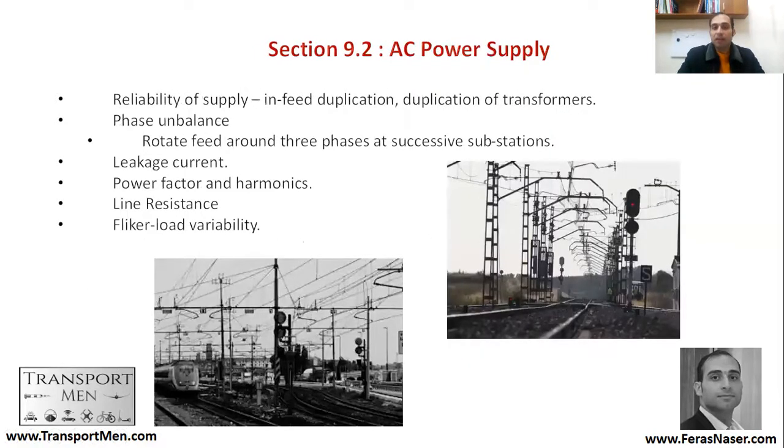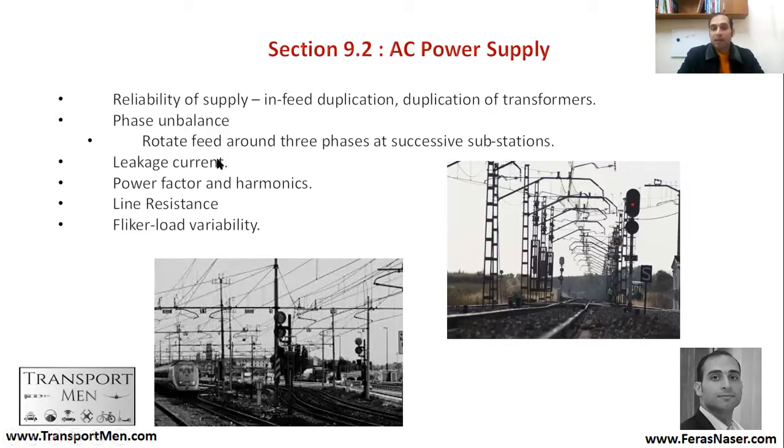Now, AC power supply, reliability of the supply. What are the issues that are facing AC power supply? There is reliability of supply, making sure that this company will always have a reliable service, and your train service can depend on that level of reliability. In-feed duplication, so you get that duplication in your feed, and duplication of transformers. These are issues. You have transformers that are supplied from the electricity company, also from the railway company, and they result in duplication. So you need to be careful with that.